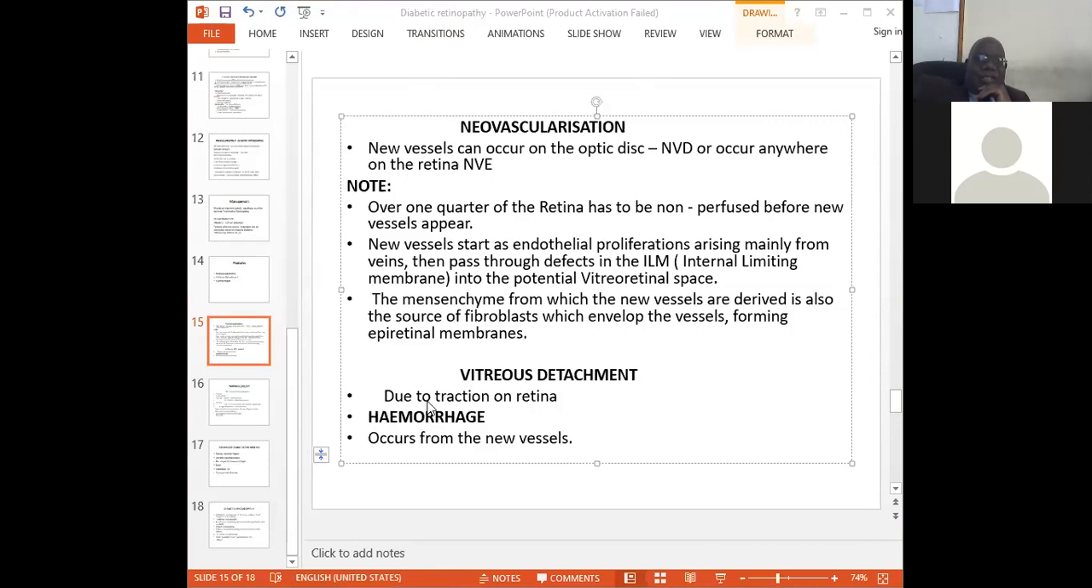Vitreous detachment, usually due to traction on the retina. Also have hemorrhages occurring from the new vessels.